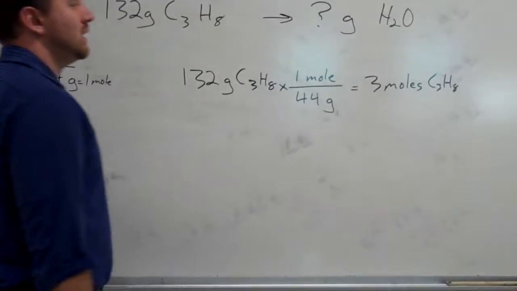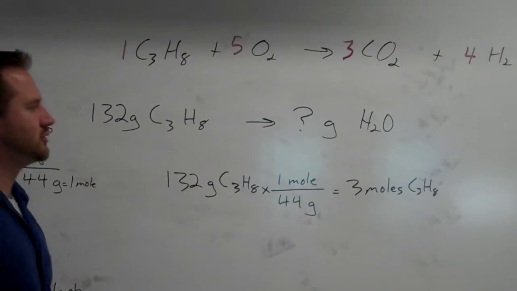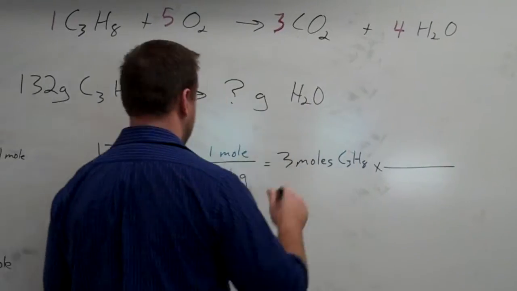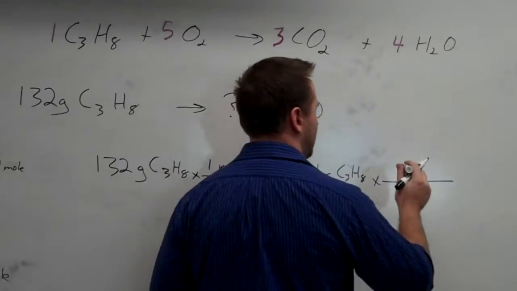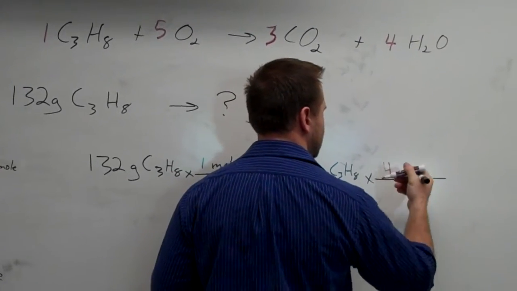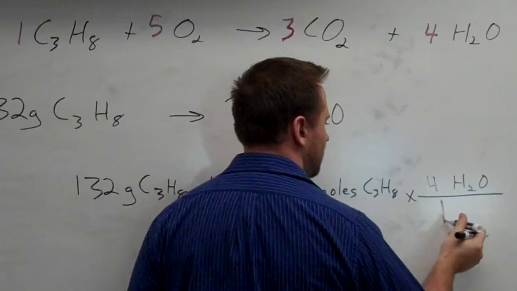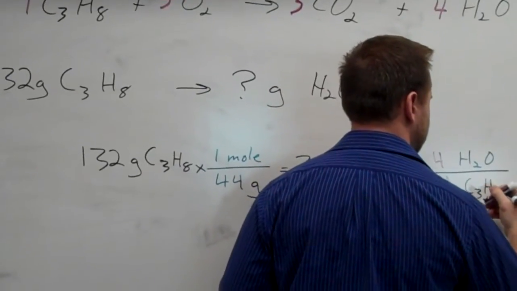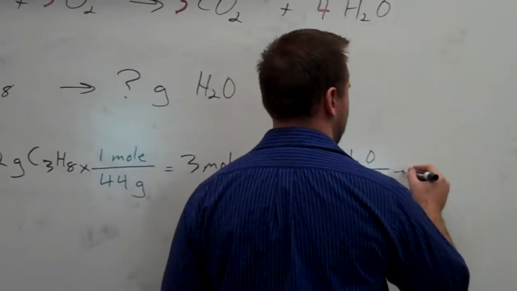Okay. Now, the next thing that we're going to do is find out how much water we can actually make from this amount of propane. So we use our molar ratio from the chemical equation to show that we get 4 moles of water for every 1 mole of propane. And this tells us that we would make 12 moles of water.